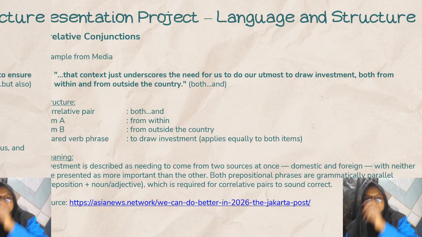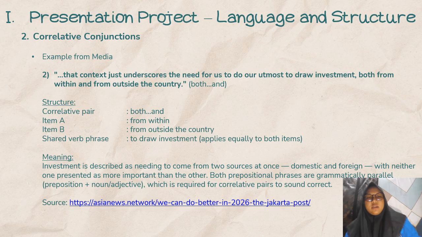Next, the second example from media: that context just underscores the need for us to do our utmost to draw investment both from within and from outside the country. So they use the correlative both, and item A is from within and item B is from outside the country. The shared purpose, to draw investment, applies equally to both items. The meaning is that investment is described as needing to come from two sources at once, domestic and foreign, with neither one presented as more important than the other. Both prepositional phrases are grammatically parallel. The position was noun or adjective, which is required for correlative pairs to sound correct.